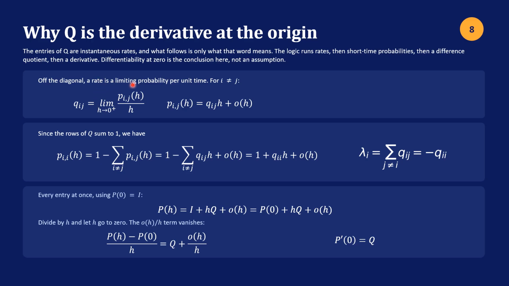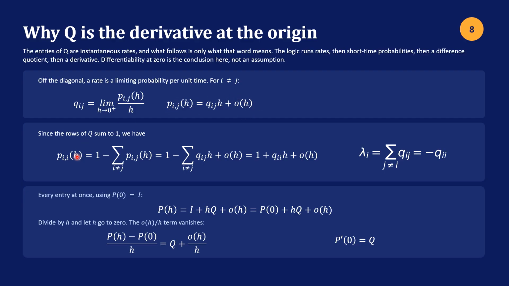A rate is a limiting probability per unit time. So Q_ij for i not equal to j can be viewed like this. The probability P_ij of h over this small time period h, divided by h, and you take the limit as h approaches 0 from above, and that'll give you Q_ij. And if you multiply both sides by h, you can write it this way here, where you're kind of subsuming the limit into this little o of h. So you have this here.